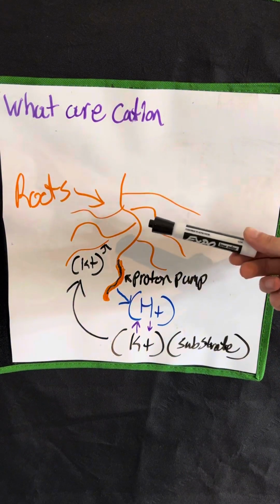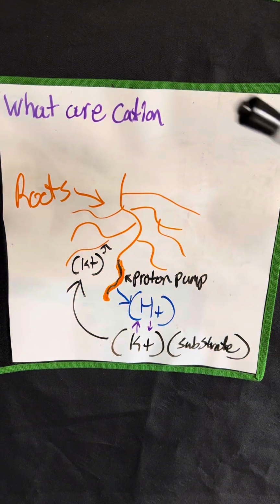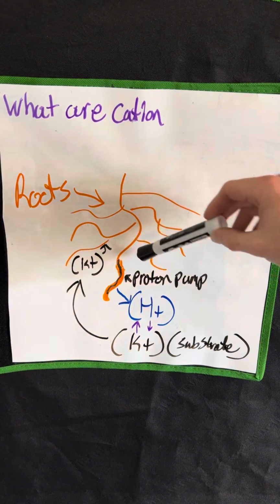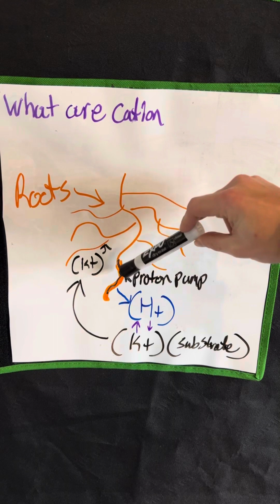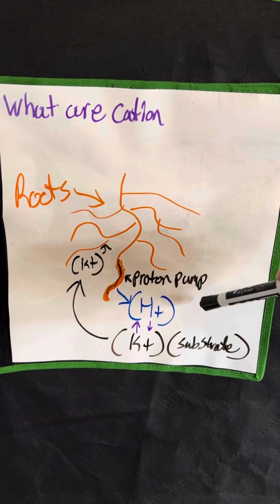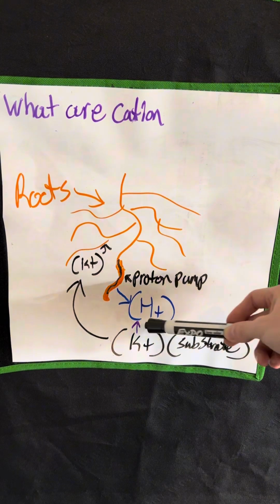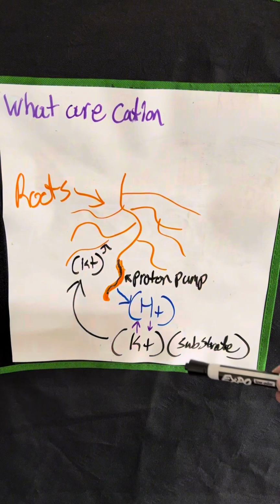The plant naturally does this in a few different ways, but we're going to go over pretty much the majority way that the plant uptakes most of its nutrients. So imagine if the orange was the roots of your plant. Inside of the roots, you have something called proton pumps that pump out hydrogen protons that are positively charged. So you have H+, hydrogen protons.